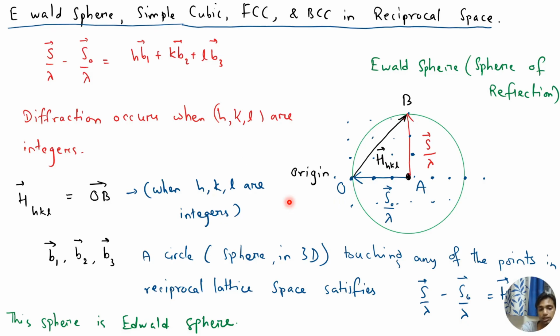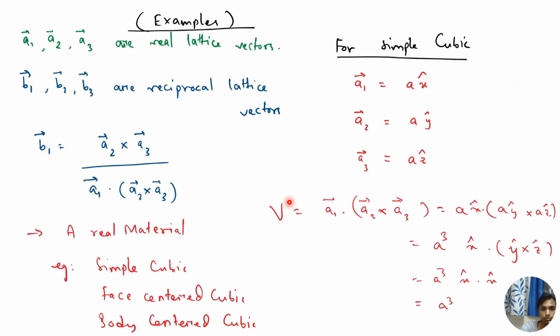So this is how we get the Ewald sphere. Now let us look at some of the examples. Till now the general idea is that we looked at a crystal. From that crystal we know the real space unit vectors a1, a2 and a3. From there we know how to define the reciprocal lattice vectors b1, b2 and b3.